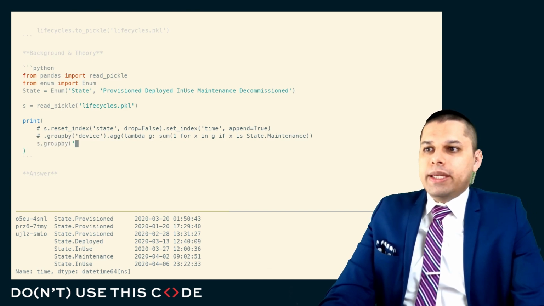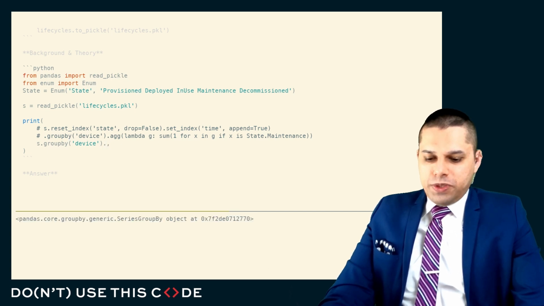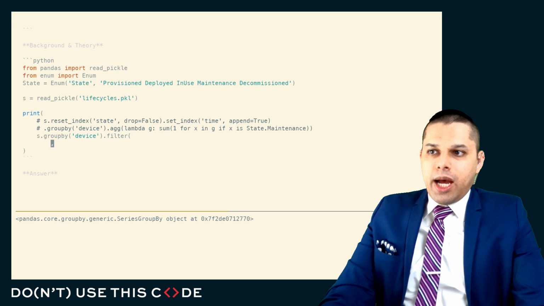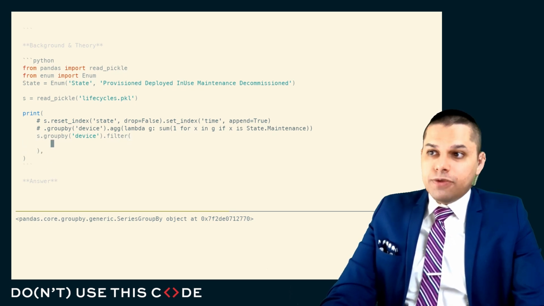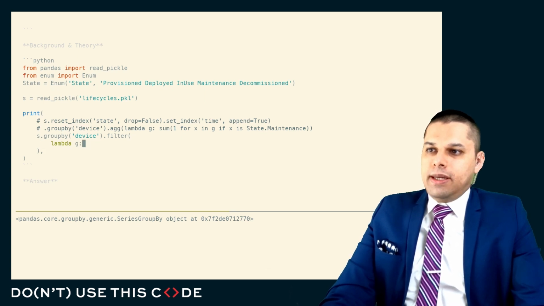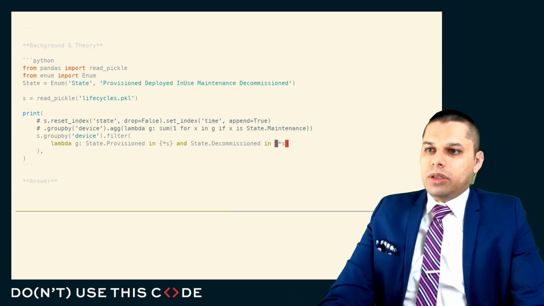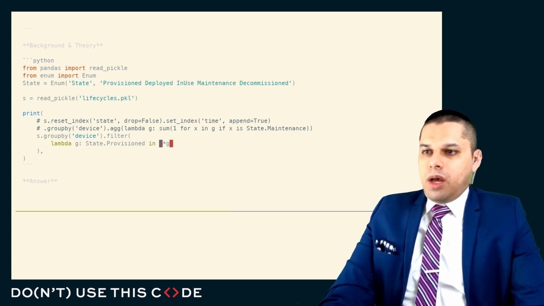Here I'm going to do a group by the underlying device. And then for each one of these groups, maybe I will filter this by any group which happens to have both of my provisioned and my decommissioned states in it. So here I'd say, let's do something like this: state.provisioned in a set of these, and state.decommissioned in the set of these. That should work. And by the way, this should be the group here, and this should be the group here. Let's see what one of these operations gives us.